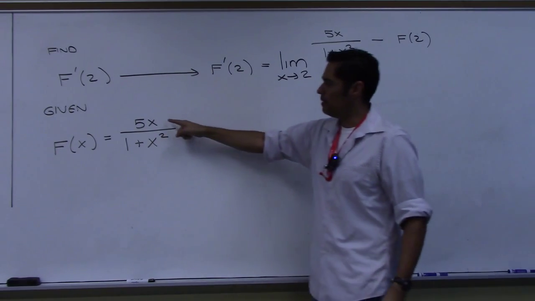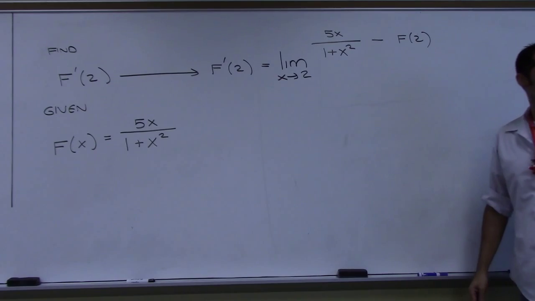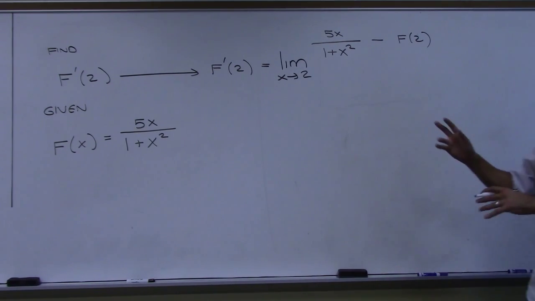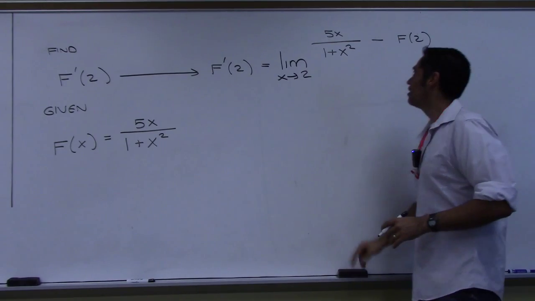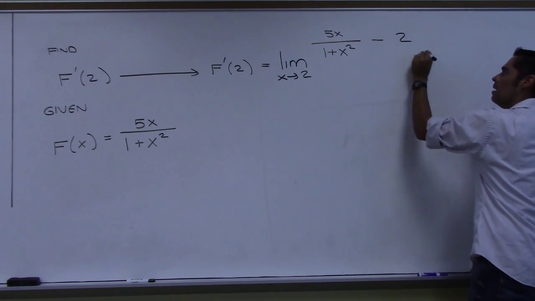So 2 in here is what? 10 over 5, so it's 2? It's 2. It happens to be 2. But it wasn't 2 because we plugged 2 in, right? So f of 2 turns out to be 2. We got lucky.